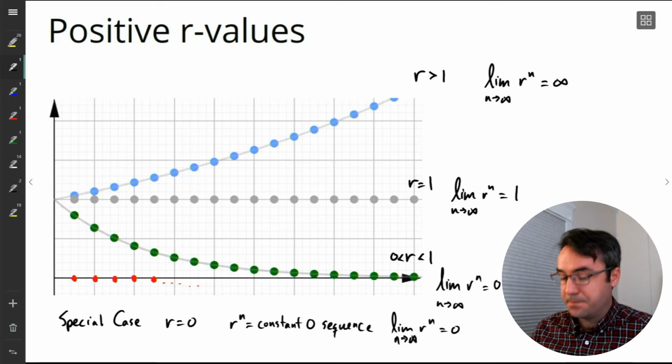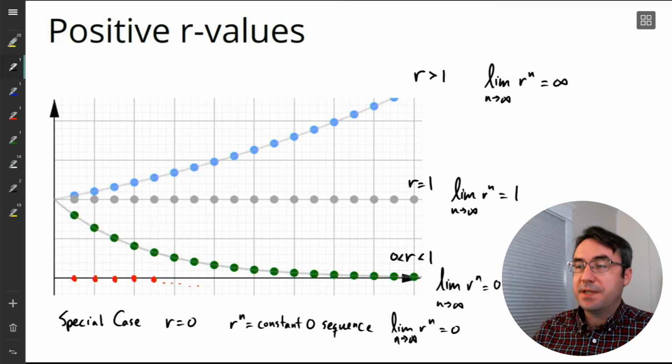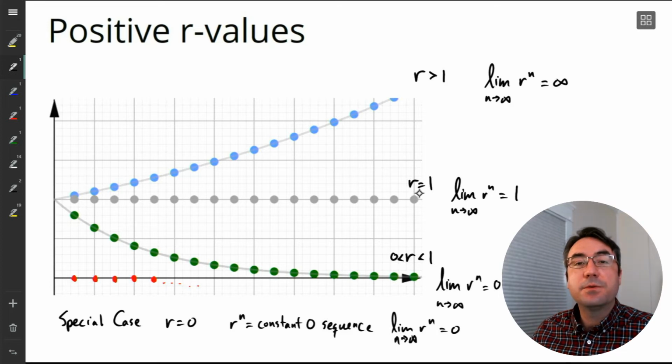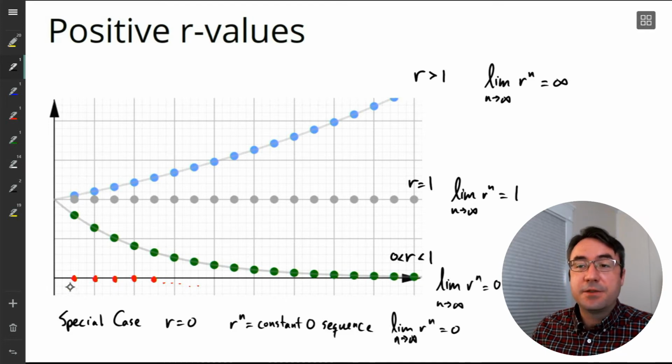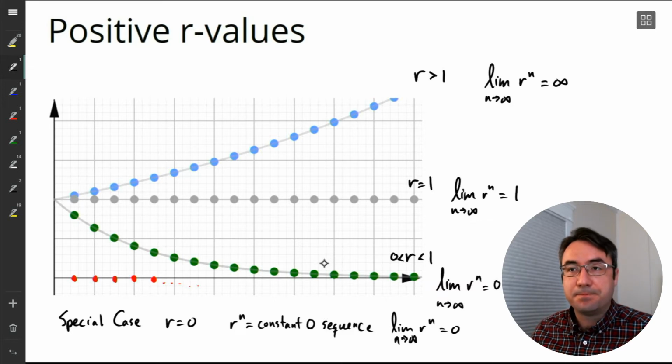0. So what we're seeing here is that when r is greater than 1, our sequence goes to infinity. When r is equal to 1, the limit is equal to 1. When r is greater than or equal to 0, but less than 1, then in either of those cases, the limit is equal to 0. So it's either just identically 0 or it decays down to 0.